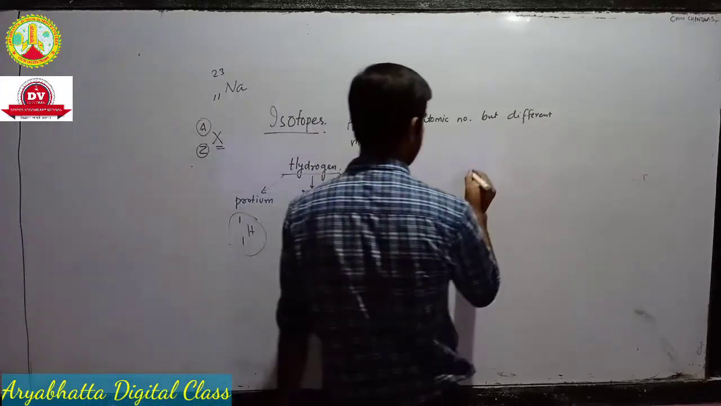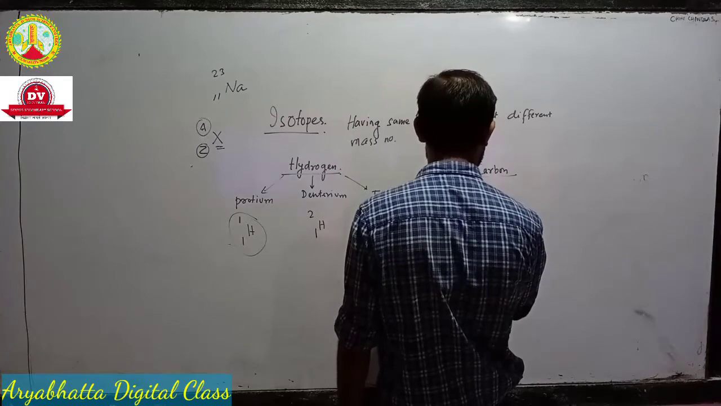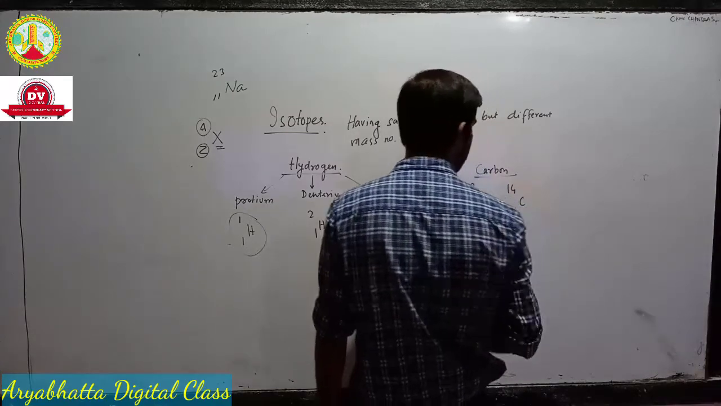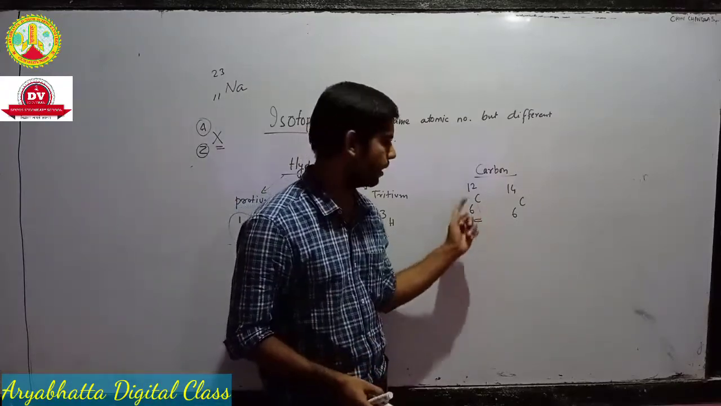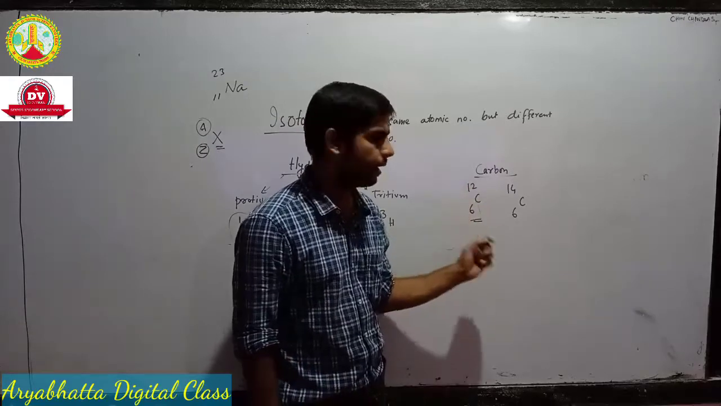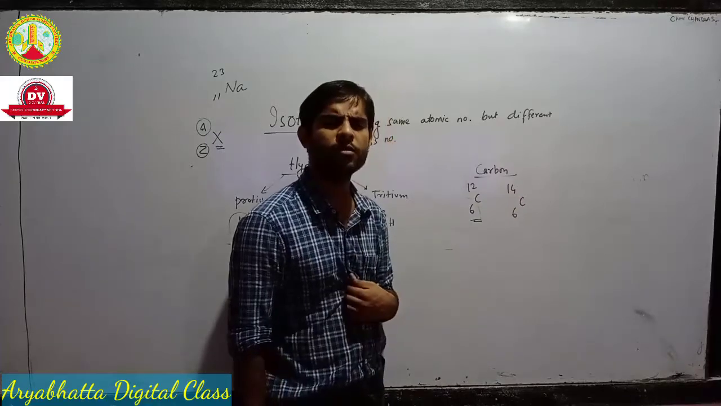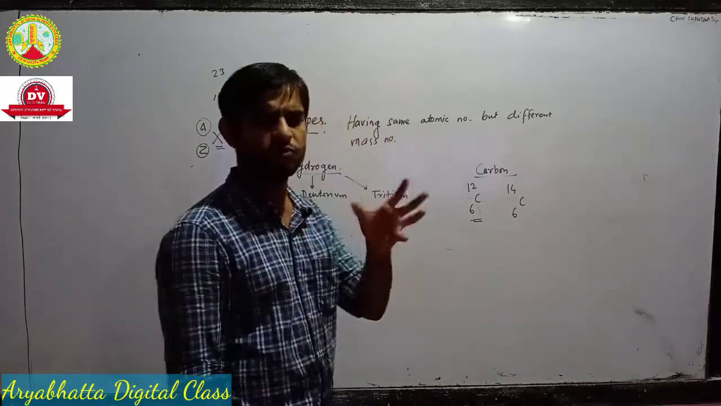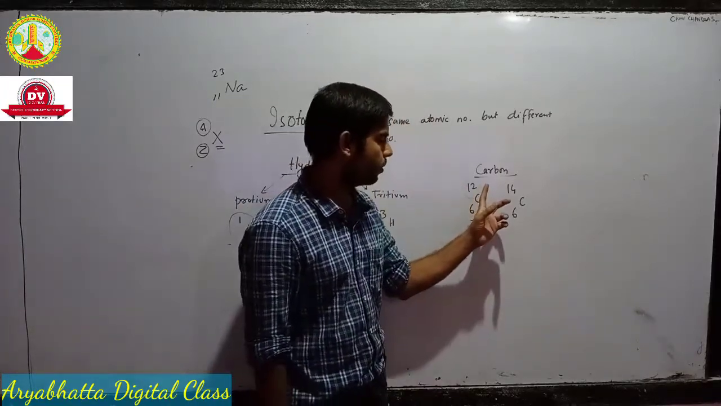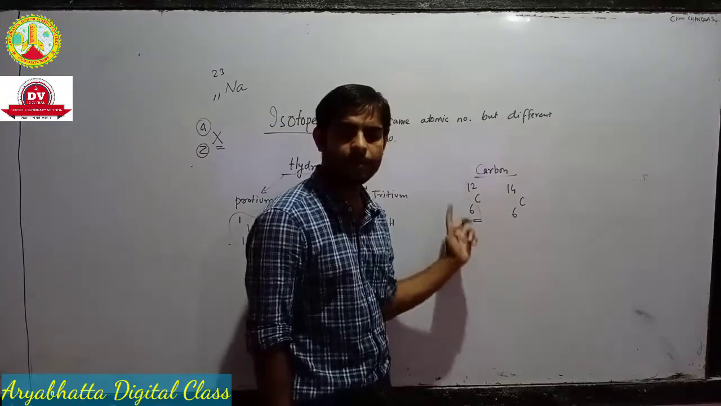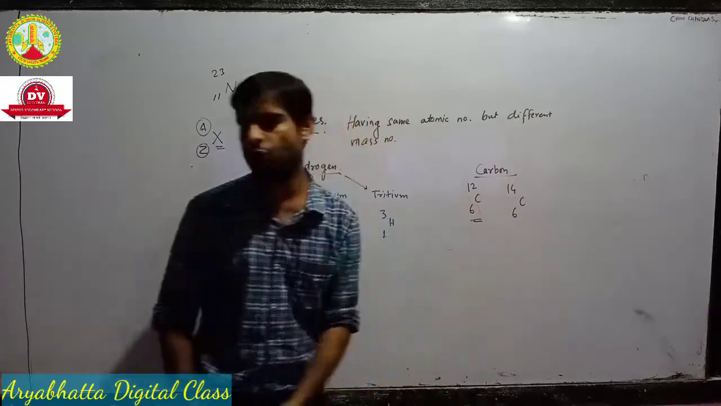Similarly, carbon also has isotopes. This is the normal carbon that we encounter in our day-to-day life, C12, and this is a radioactive carbon, C14. C14 is radioactive in nature. I will tell you later what radioactivity is, but for now just keep in mind that carbon-12 and carbon-14 have the same atomic number, so they are isotopes of carbon.